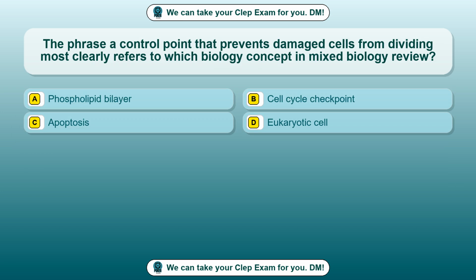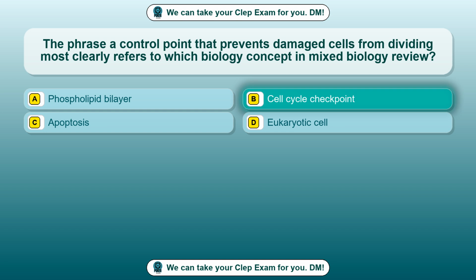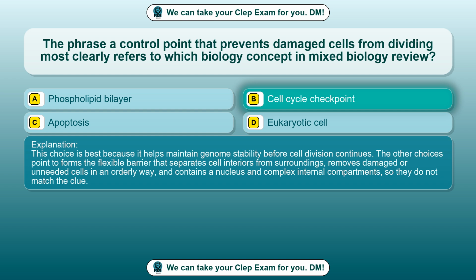Question 51. The phrase "a control point that prevents damaged cells from dividing" most clearly refers to which biology concept in mixed biology review? Option A, phospholipid bilayer. Option B, cell cycle checkpoint. Option C, apoptosis. Option D, eukaryotic cell. The correct answer is option B, cell cycle checkpoint. This choice is best because it helps maintain genome stability before cell division continues. The other choices point to forms the flexible barrier that separates cell interiors from surroundings, removes damaged or unneeded cells in an orderly way, and contains a nucleus and complex internal compartments, so they do not match the clue.